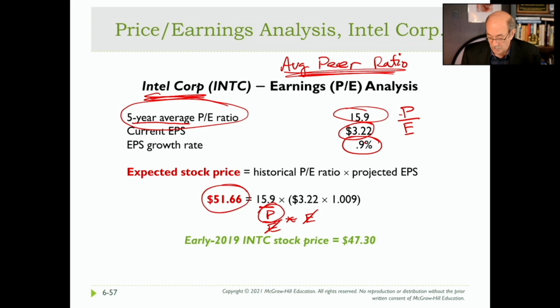So there's a price estimate, and I compare that to my market price. So I have $47.30 in the market. I have $51.66 using this particular ratio, using the 5-year historical average for Intel itself. That's relatively close.